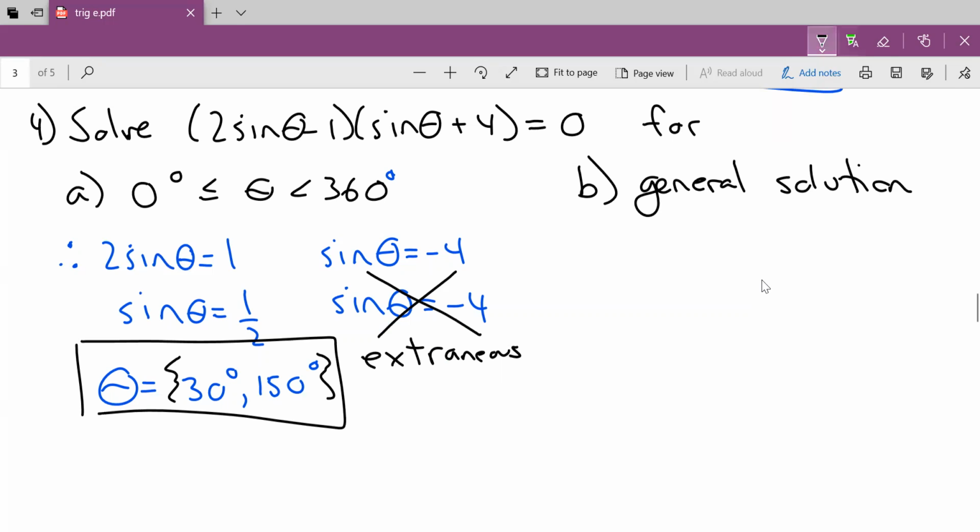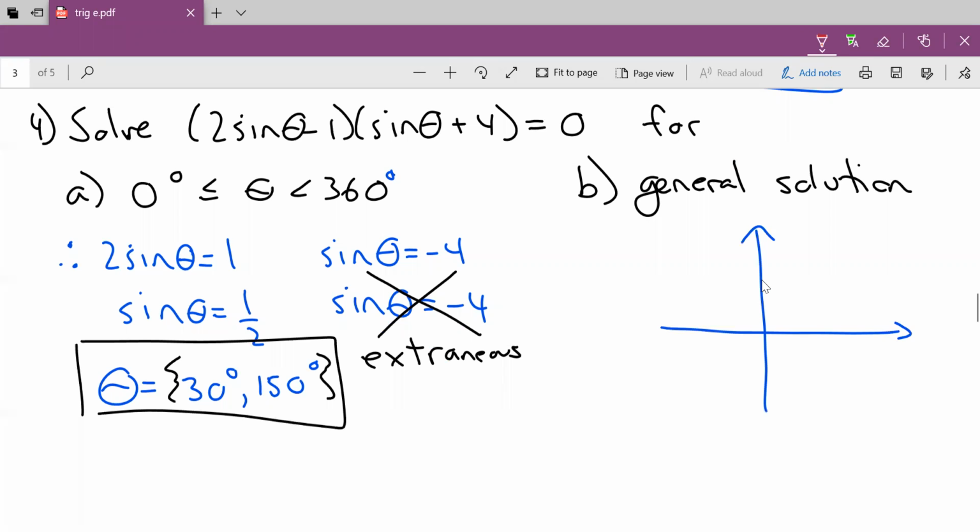Now let's go and look at part B here, the general solution. Okay, this is a little bit trickier. The general solution is you telling me all the answers if I had no domain. If the domain was almost infinite, I was going for infinite positive revolutions and infinite negative revolutions. Okay, that sounds a little complicated, and it is. So here's what I'm going to do first. I'm going to draw a pretty picture.